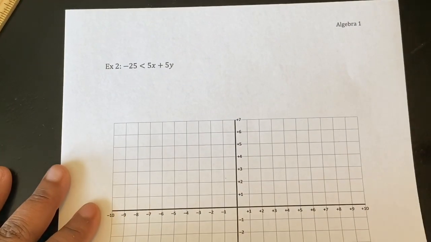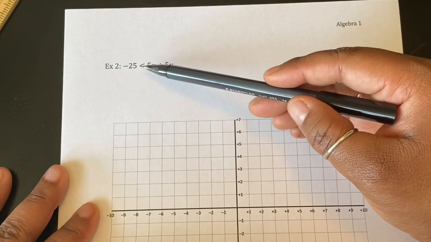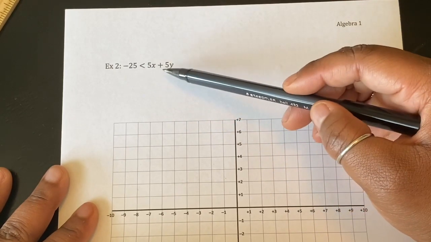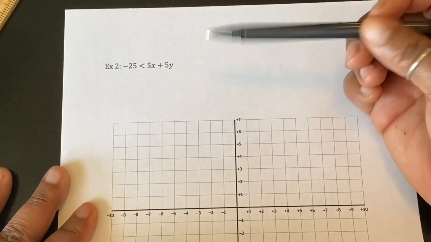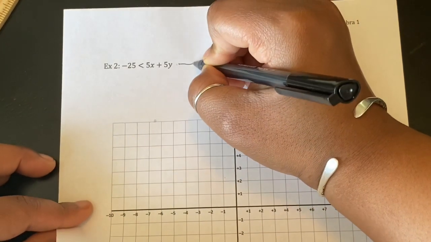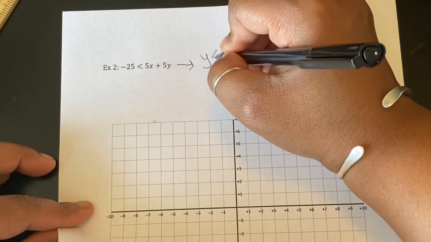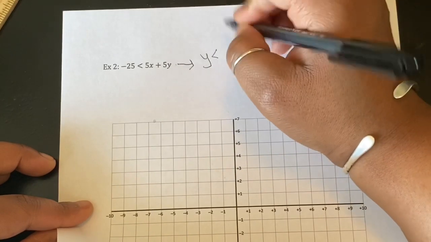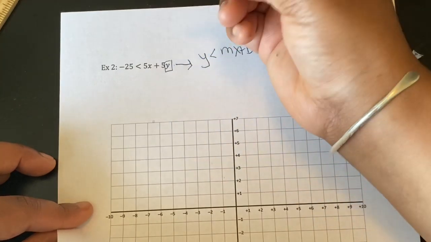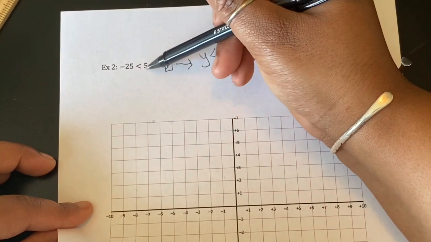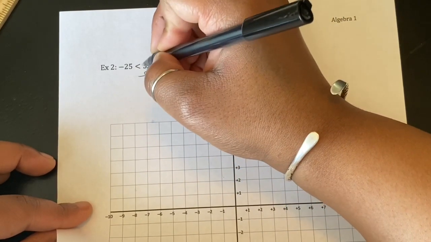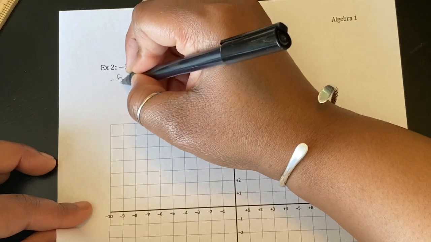Now, this last one, we have negative 25 is less than 5x plus 5y. So this looks a lot like the problem we just had, where it's not in slope-intercept form. So the first thing we have to do is convert it. We have to convert it to y is, I guess, less than, it depends on what happens in between, mx plus b. So we need to get y by itself. We're going to get y by itself by first getting rid of this x term. So it's 5x, so we're going to subtract 5x on both sides, since it was positive.